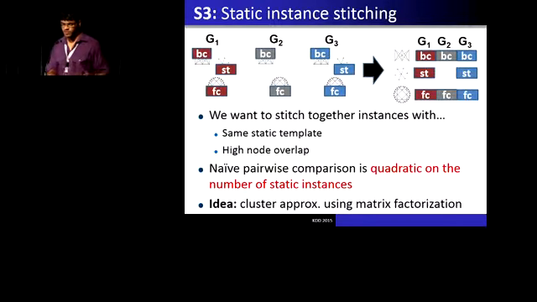So if we naively pairwise compare all of these static instances that we get according to the nodes that comprise them, this is quadratic in the number of instances. It's going to be painful for large graphs, which is our intention. And so the idea is that we can cluster approximately using matrix factorization, which can give us good enough clusterings in linear time.